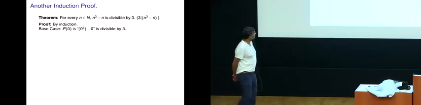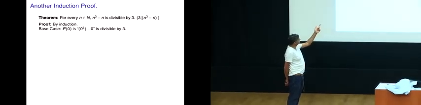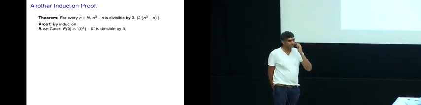Okay, so let's do another induction proof. For every n in the natural numbers, n cubed minus n is divisible by 3. In our notation, 3 divides n cubed minus n. What's the proof? We're going to do it by induction. We start with the base case, which is P of 0: plug in 0 where n is, and say that 0 cubed minus 0 is divisible by 3. And it is, right? 0 times 3 is 0.